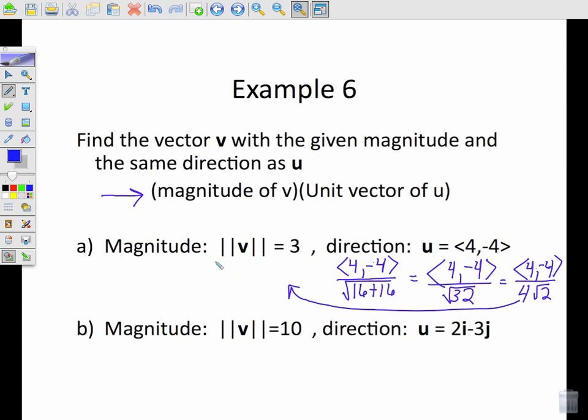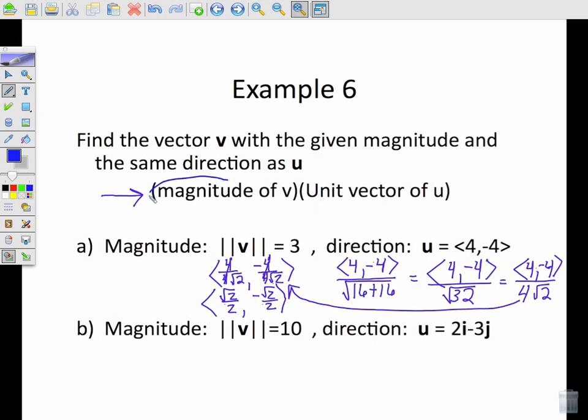If I go ahead and divide both of those, what I have is 4 over 4 square roots of 2 and negative 4 over 4 square roots of 2. Simplifying this all the way down, the 4's cancel here, the 4's cancel. I would rationalize this. We get root 2 over 2 and negative root 2 over 2. All right, so this is the unit vector, okay?